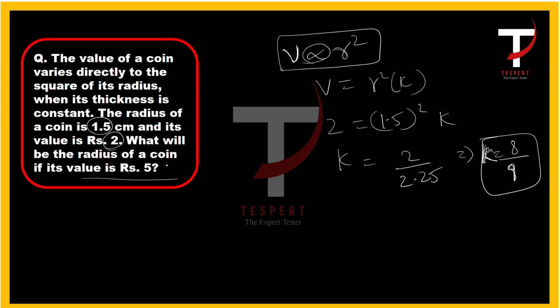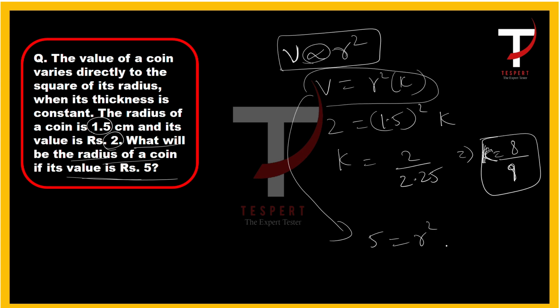Now take the second condition. What will be the radius of a coin if its value is rupees 5? So as k is equal to 8 by 9, we will substitute here. As the value is 5 rupees, V will be 5 and radius is what we must find, so let it be r square, it remains the same, and value of k is 8 by 9.